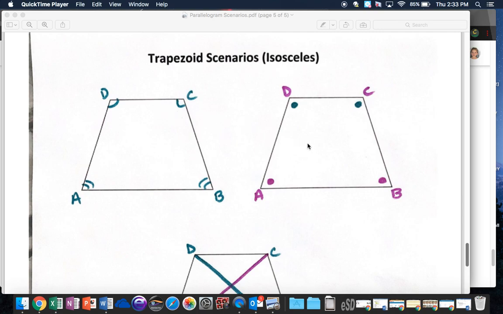Now, over on this one, what I'm trying to show you is you got the 2 pinkish purple and you got the 2 blue. Well, if you have one of the purple and one of the blue, those are going to be supplementary. So angle A and angle D are going to add up to 180. Same is true of angle A and angle C, or angle D and angle B, or angle C and angle B. So the base angles are congruent, like we said over here, but the other 2 are going to be supplementary.